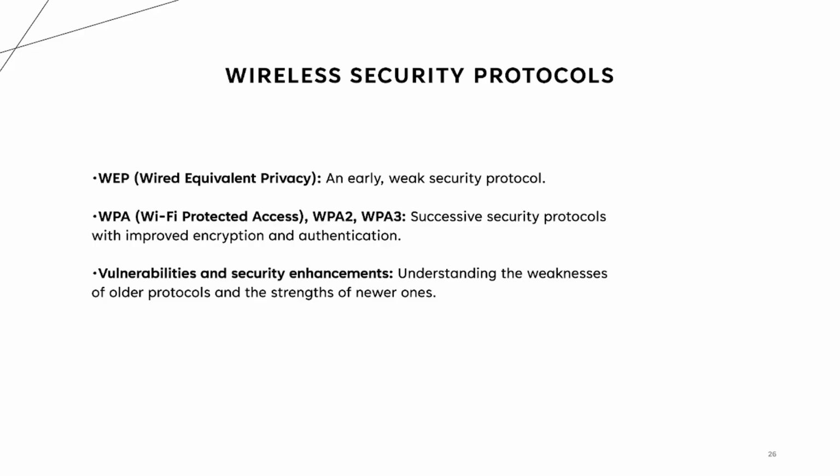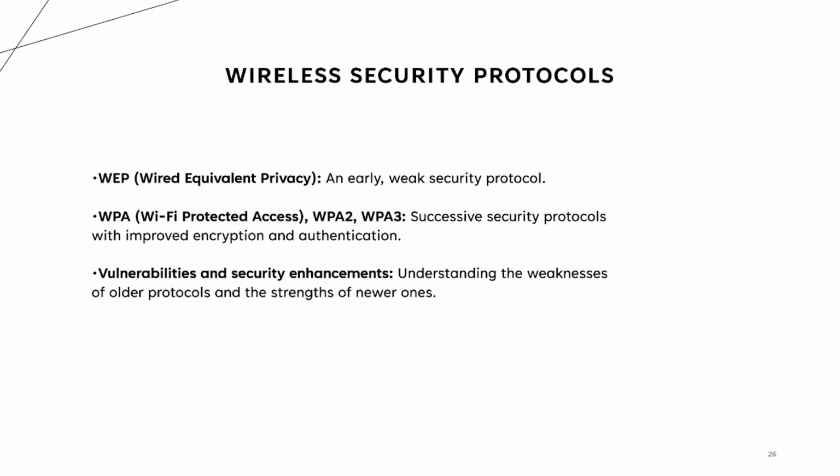Then we move to wireless security protocols. These include Wired Equivalent Privacy, Wi-Fi Protected Access, and vulnerabilities and security enhancements. Consider these protocols. WEP is a weak security protocol. Simply identify that this is a weak security protocol.